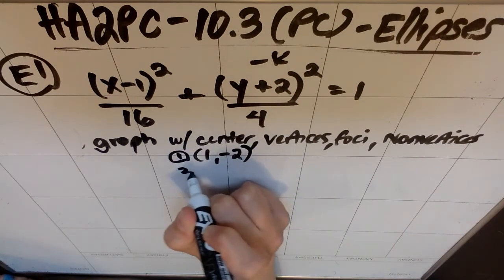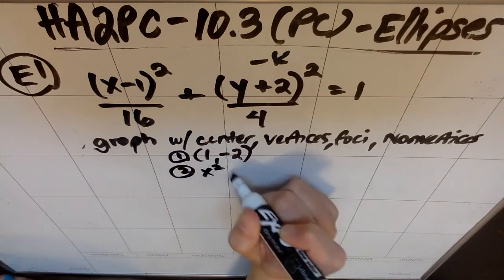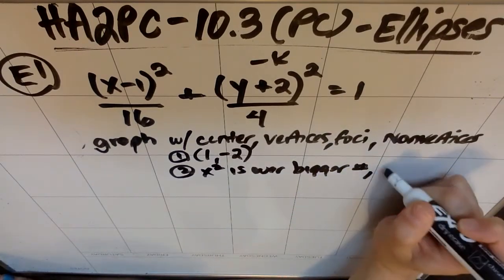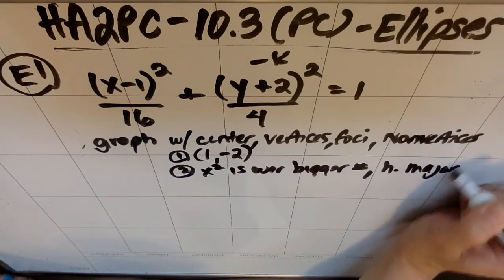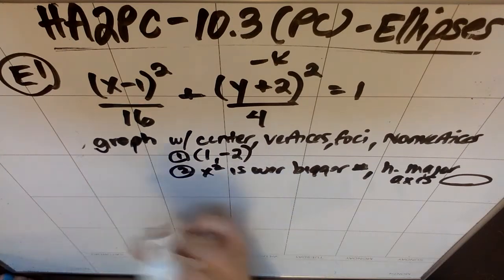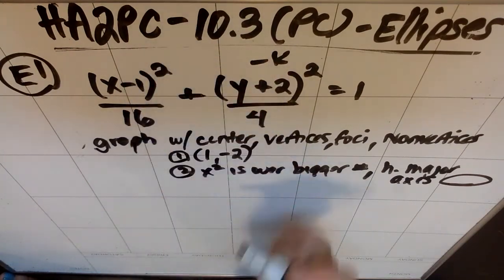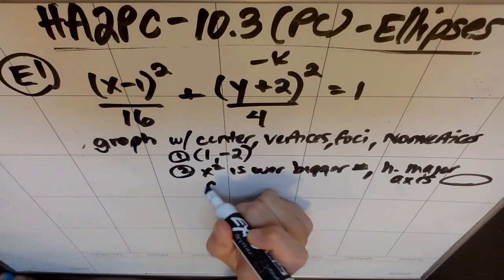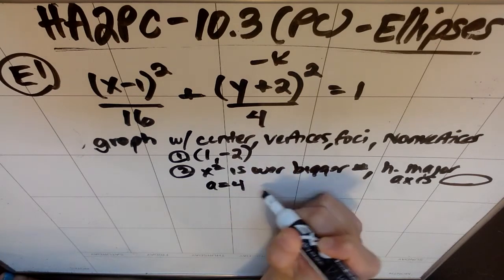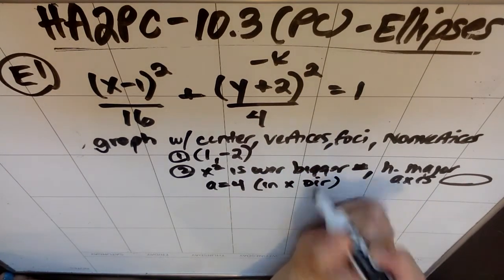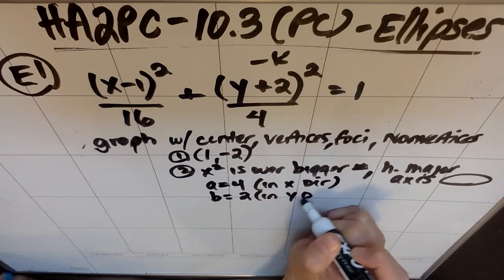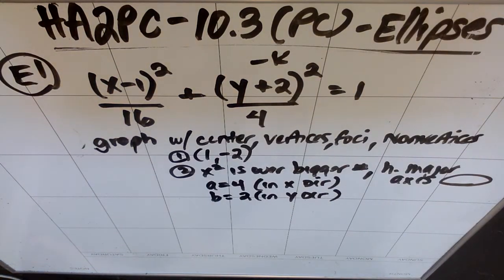The second thing I have to figure out is that because the x squared is over the bigger denominator, the bigger number, 16, I have a horizontal major axis. So what this is going to look like is a long skinny one. I can see x is on top of 16, so basically a is 4, because 16 is a squared. So a is 4, and it's in the x direction. And b should be 2, because 4 is 2 squared, in the y direction. So just knowing that alone is enough to help me do a lot of this graphing.